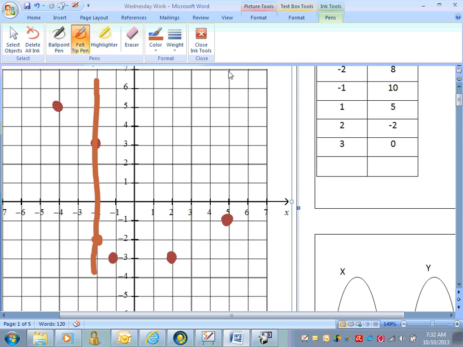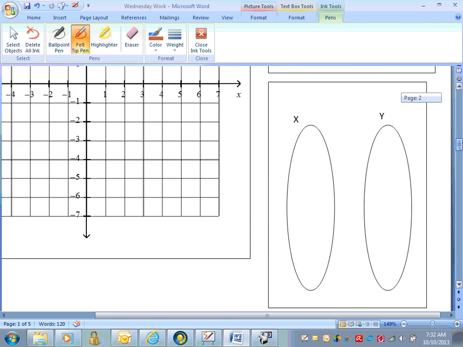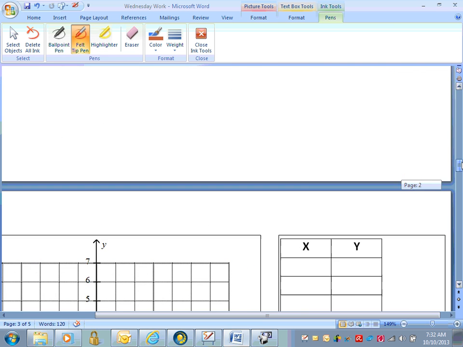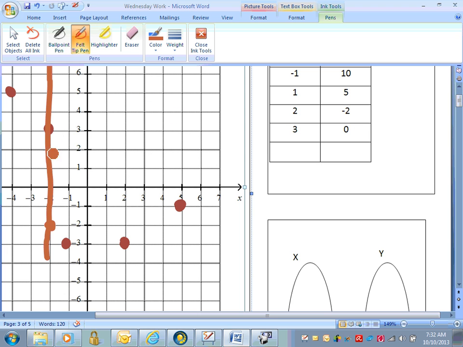Those are the only 3 different ways we can figure out functionality. Okay? First, scan for doubles, erase the second one, and check for repeating x's. Second is, let's look at this one right here. 2 arrows coming out of one x, not a function. Third one, 2 points coming out of the exact same x value, also not a function. Okay? That's it.